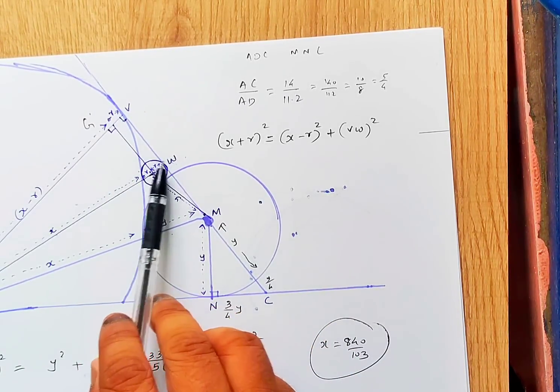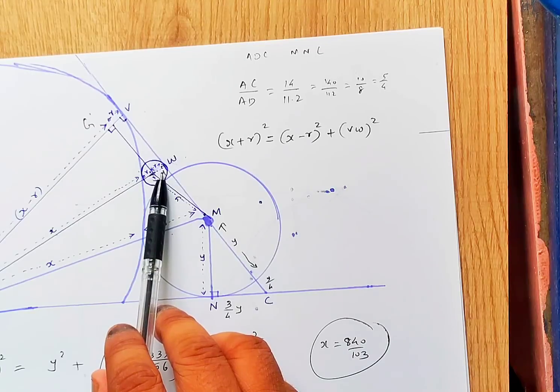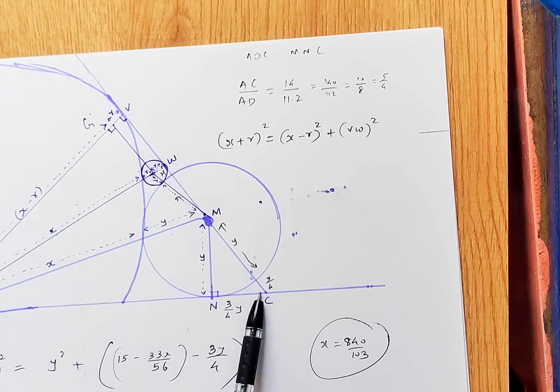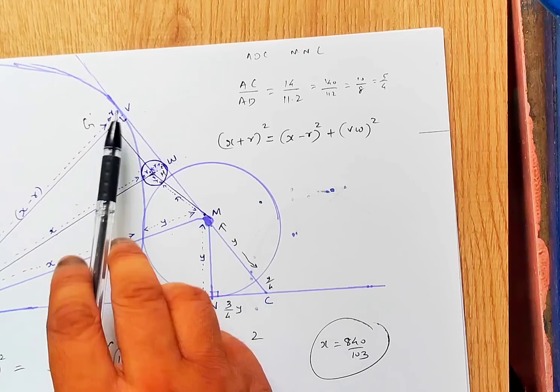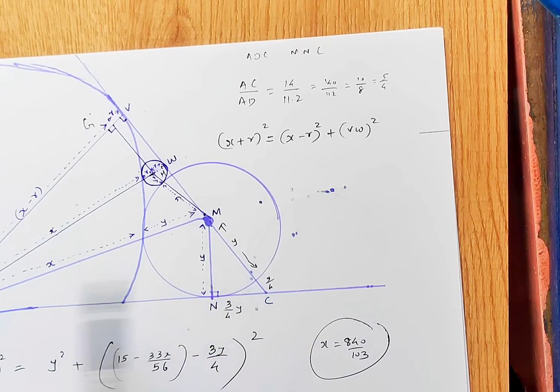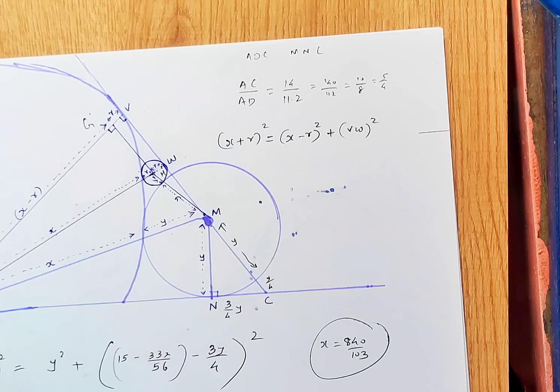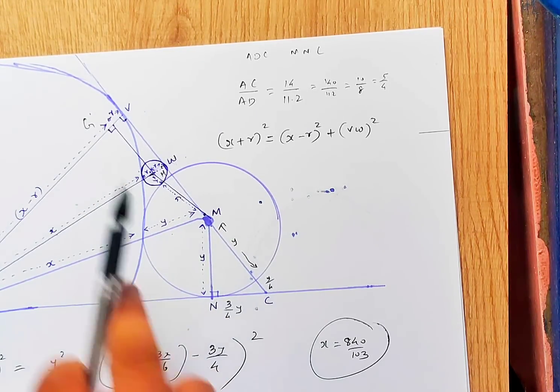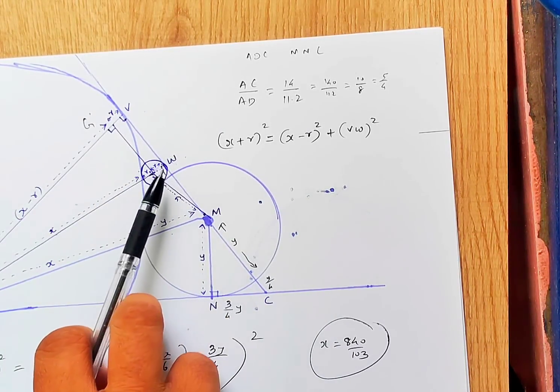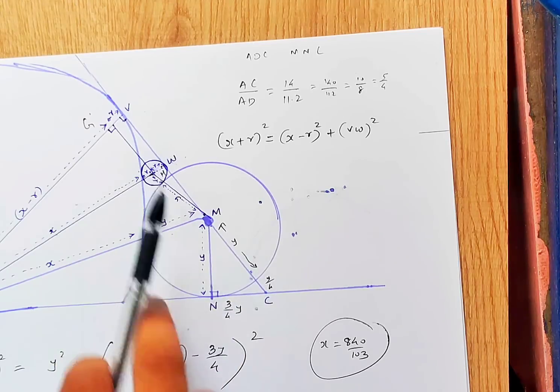To get the value of VW, I need to get the value of WC. See, I know the value of VC. How? By using Pythagoras theorem. I know EV, right? I know EC, so I will get the value of VC. So I have VC with me. If I could calculate this, WC.